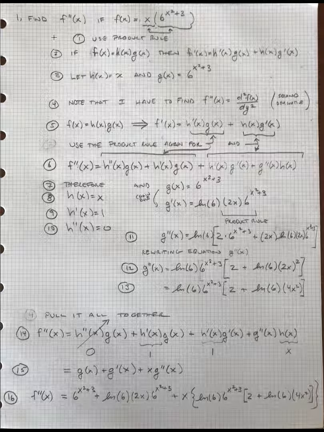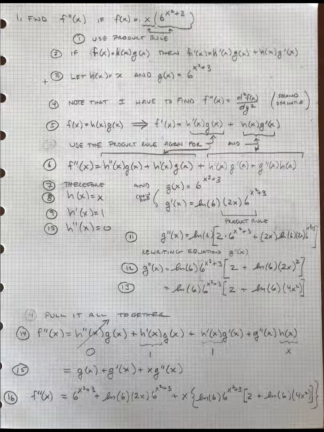And so I'm writing out first just the general expression in line 2. I'm going to allow f of x to be a function that's a product, h of x times g of x. Then f prime of x is equal to h prime of x times g of x plus h of x times g prime of x. For the problem we're given, we're going to let h of x equal x and g of x equal 6^(x squared plus 3).